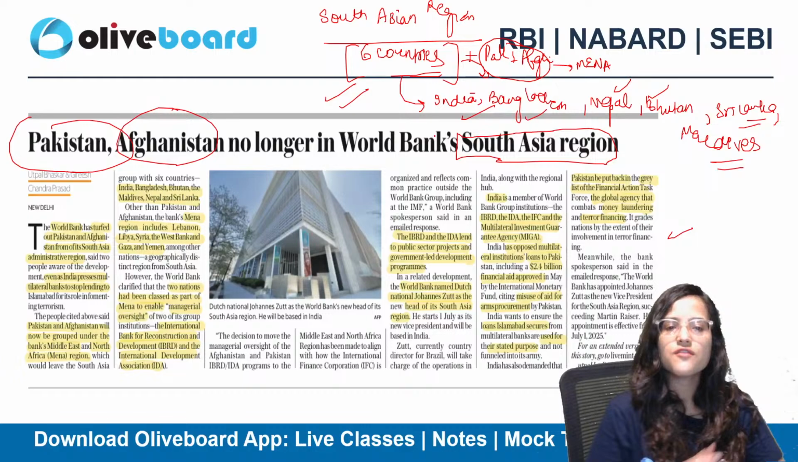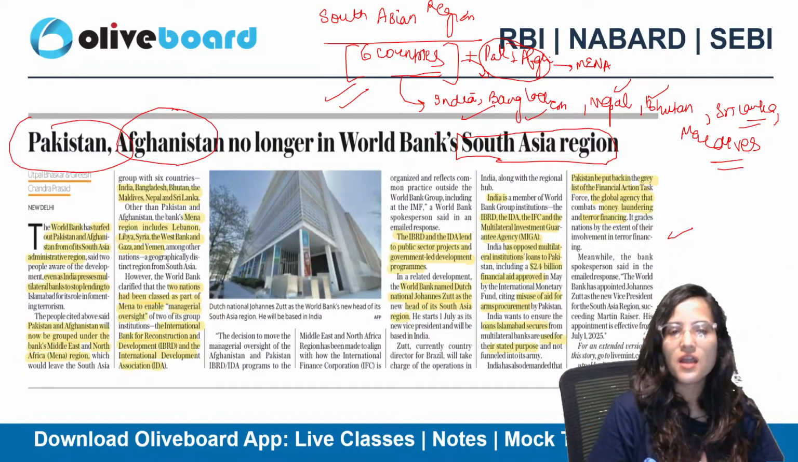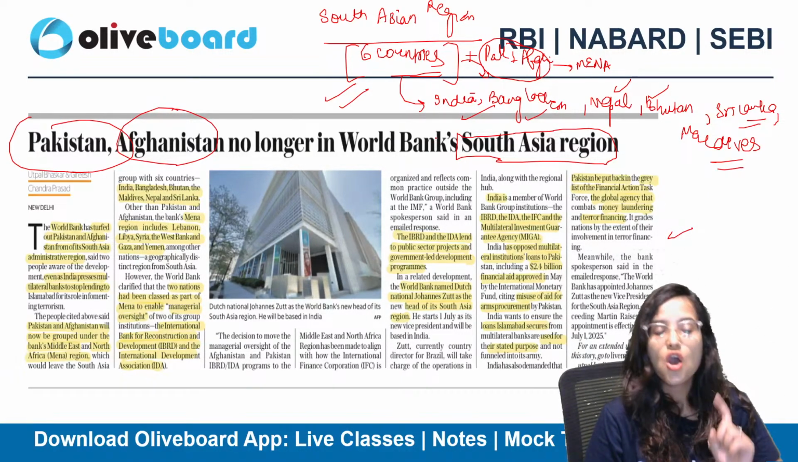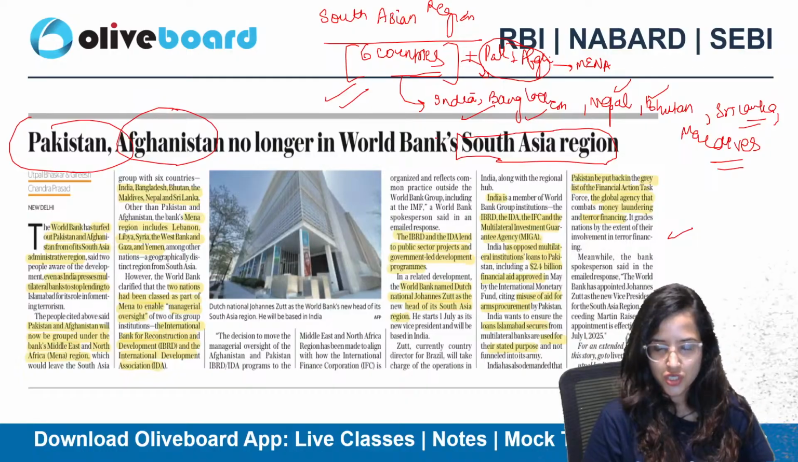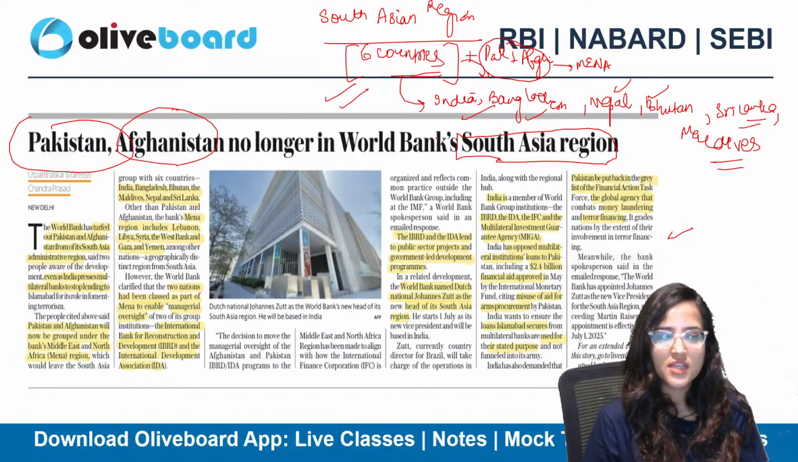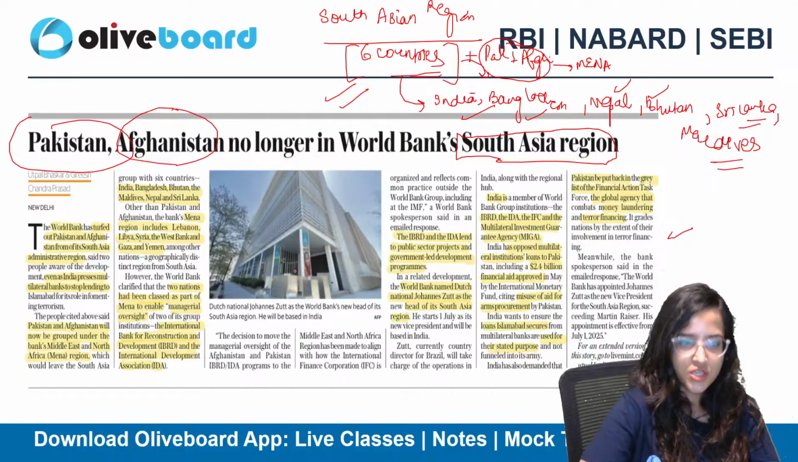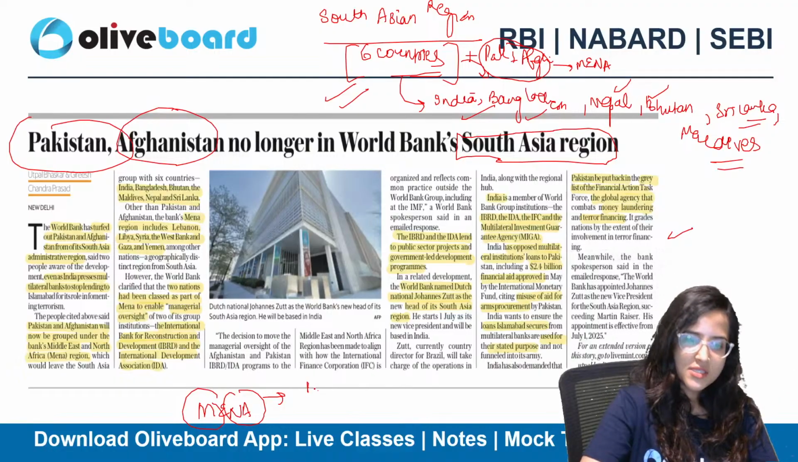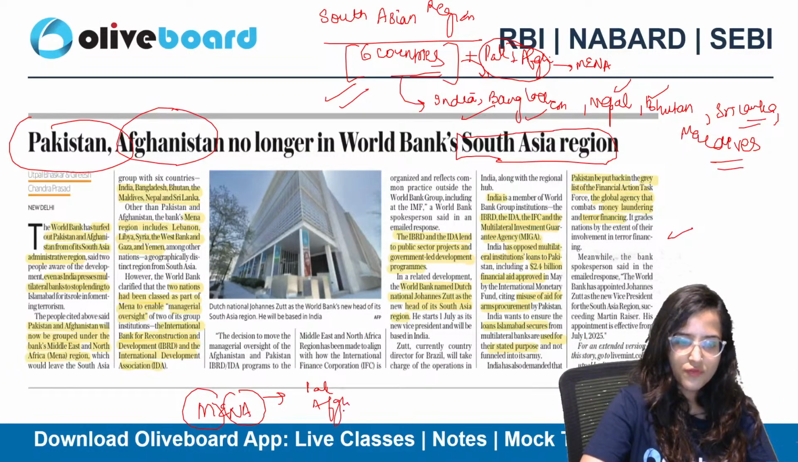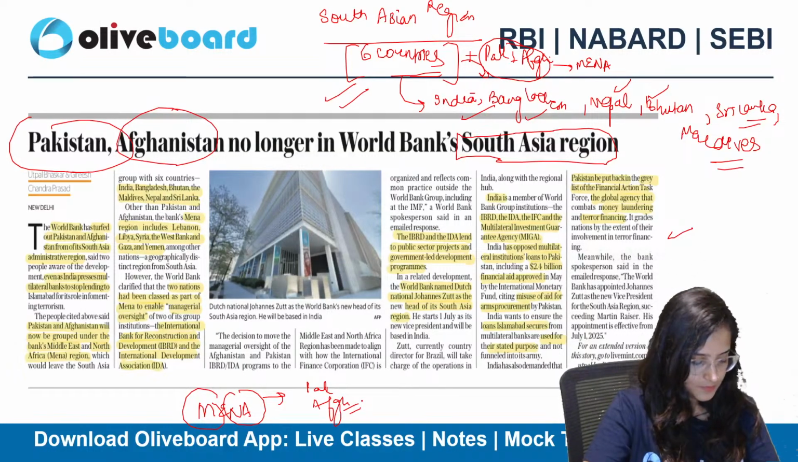Before, even Pakistan and Afghanistan were part of this. So there were 8 countries which were part of the South Asian region of World Bank's classification. And now Pakistan and Afghanistan are going to be part of the Middle East and North Africa region. So there's another region called the MENA region, Middle East and North African region. Now Pakistan and Afghanistan will be a part of that. Okay?